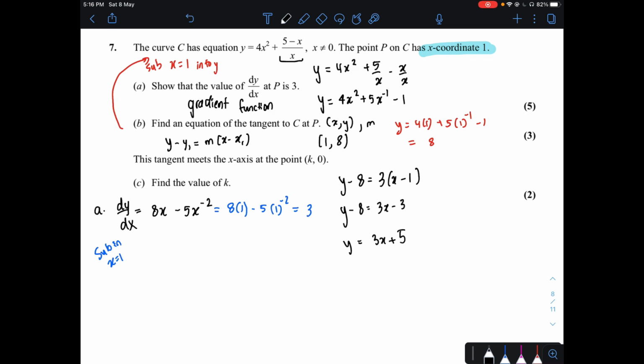Then we have part C. So this tangent line that we got here, this is the tangent line we got. This is the answer to part B. Part C says the tangent meets the x-axis at point K, 0. So find the value of k.